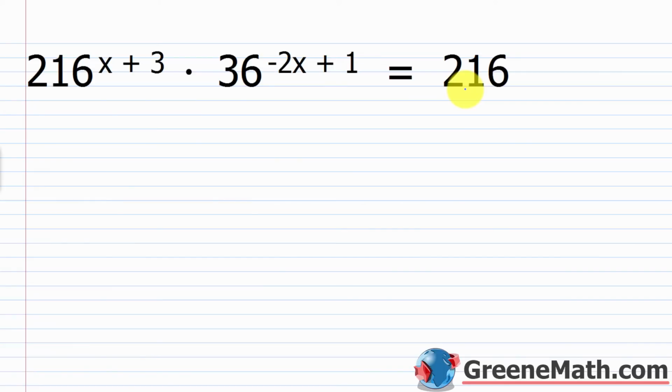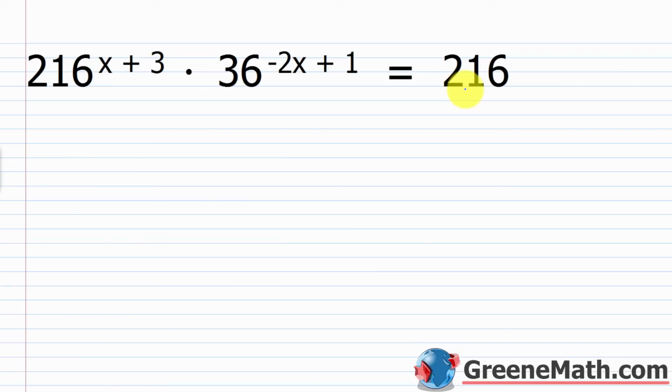So the first thing I want to do is I want to clean up the left side of this guy, but the eventual goal is to get everything with a common base. That way the left side has some common base raised to some power. The right side is the same common base raised to some power. I can set the two exponents equal to each other, and I can solve.